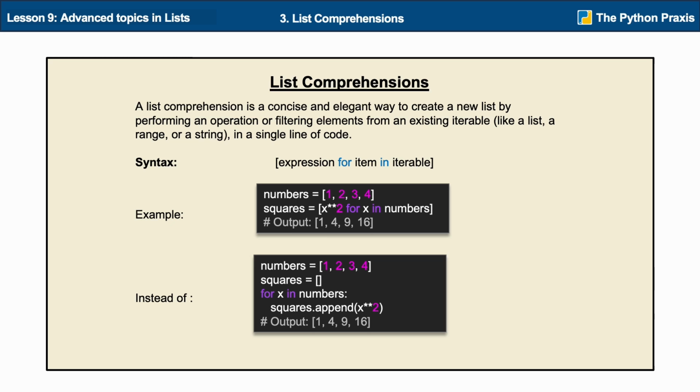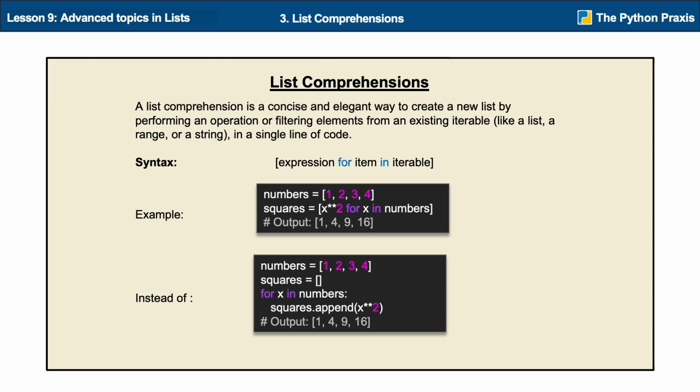Then in a single line we have squares equals, and inside square brackets we put x to the power of 2 for x in numbers. The output will be a new list named squares, containing the squares of each number in the numbers list.